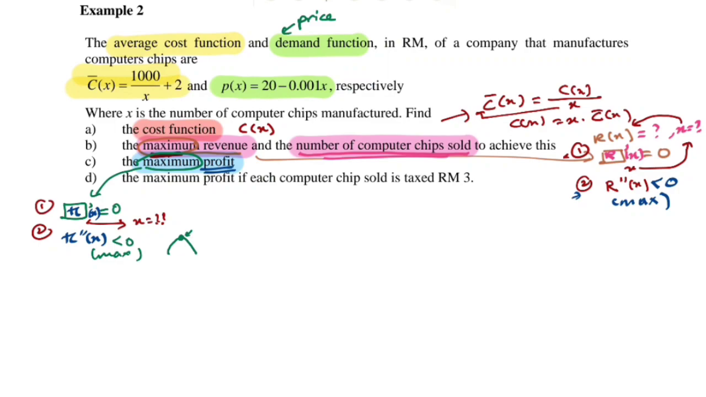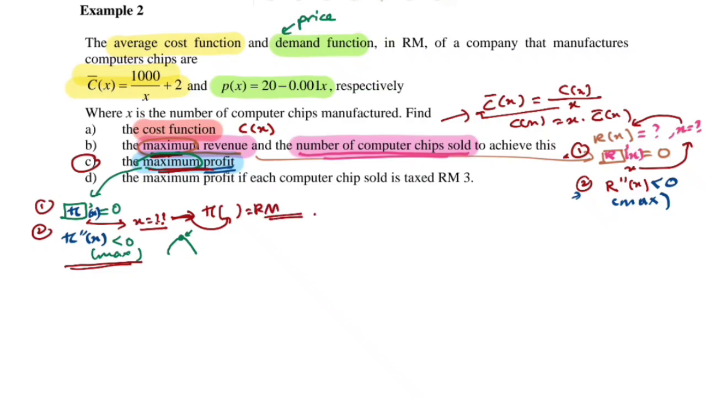Always try to relate what you have learned before so that it's easier for you to memorize. And in question C also, we want to find the maximum profit. So the question is not asking about the number of units that maximizes the profit, but the maximum profit. So after you have found that x, and after you have shown that the maximum really does exist, we have to substitute that value of x into our profit function to find the value of that profit in terms of ringgit.